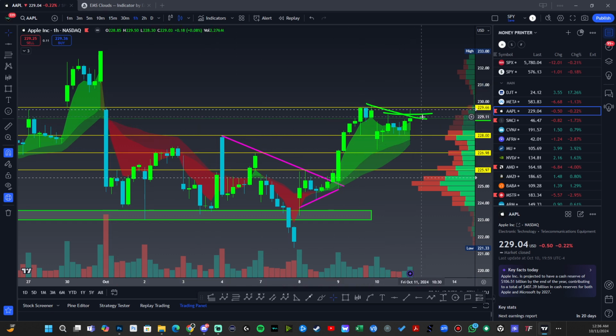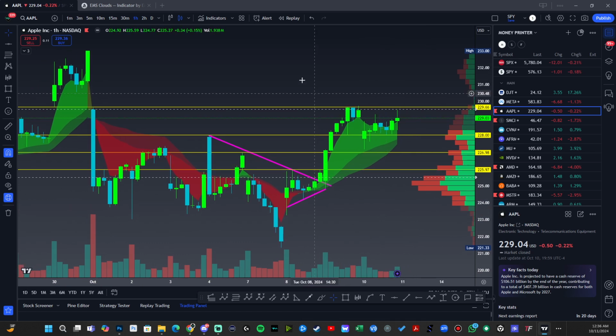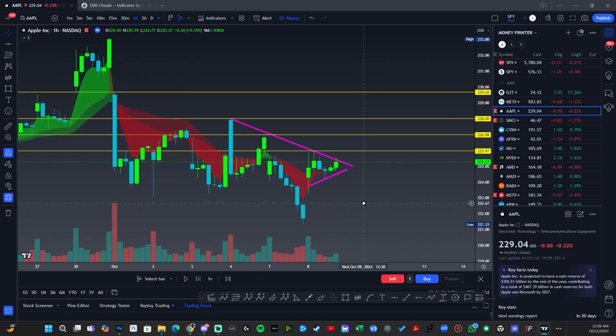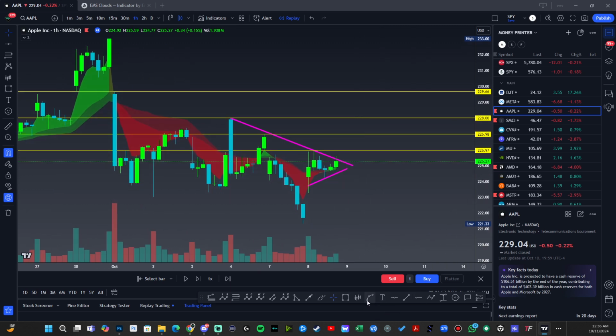Let's remove this so it's a little bit cleaner. So this is what the setup would look like at this point here, right? This is what it looks like. So we enter at the break of this wedge. We're going to have a stop loss either below this low. You could have one below this, but it's too far, right? I'd rather get out here because it does help our risk to reward.